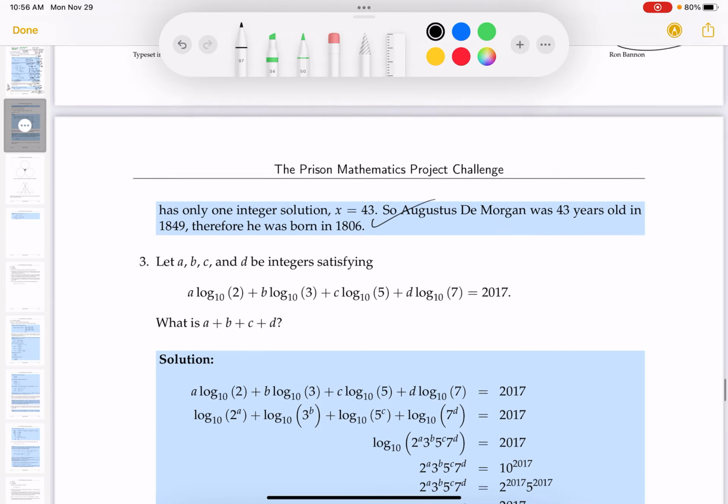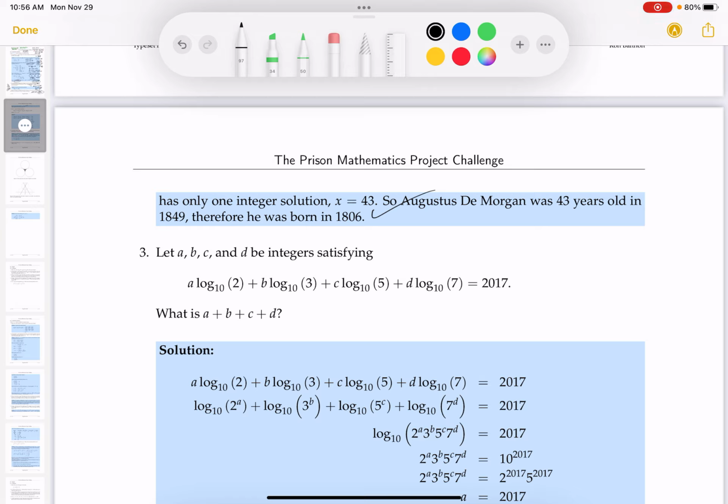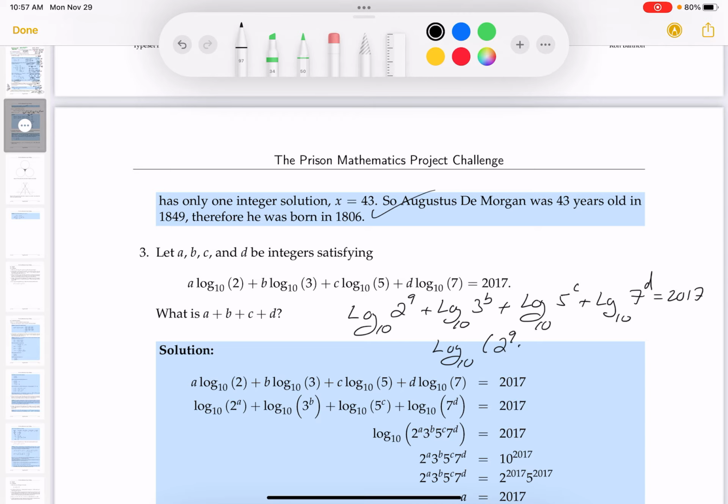It's a log question. And certainly if I were doing this, they're all base 10. I just simply rewrite it as log base 10 of 2 to the A, the next one would be log base 10 of 3 to the B, plus log base 10 of 5 to the C. I'm trying to condense a log, by the way. Whoops, I didn't mean an equal sign there. This plus log base 10 of 7 to the D is 2017. I'm going to condense it, and that's going to be 2 to the 9th times 3. I'm sorry, that's not a 9, that's an A.